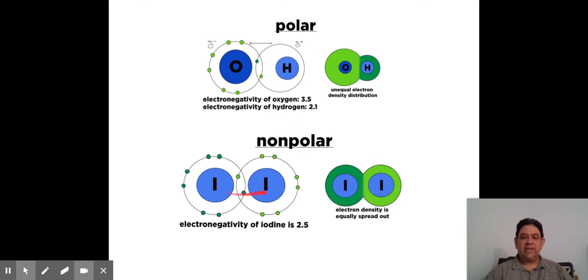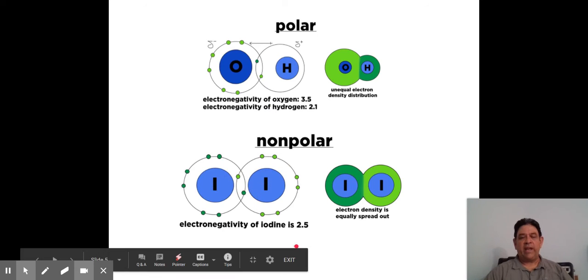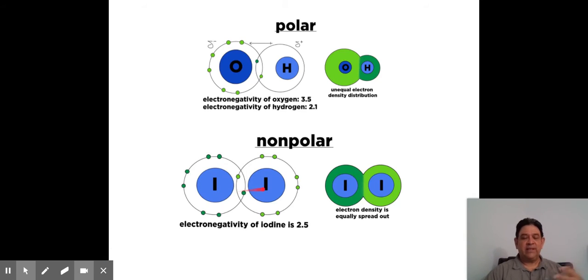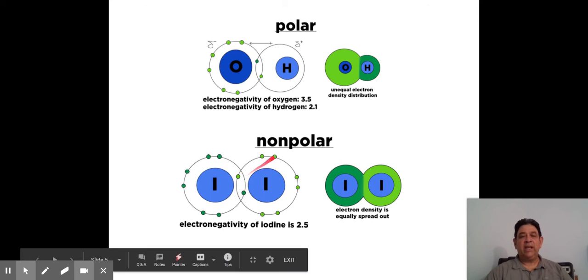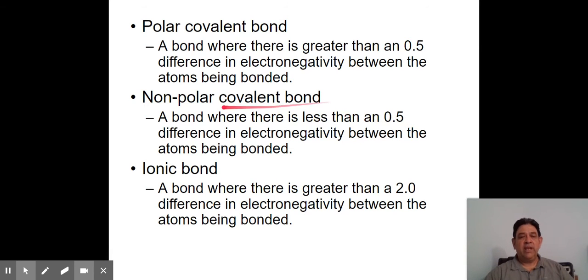When two atoms have the same or very similar electronegativities, there isn't a big difference in the ability to pull. They both pull equally, and the electrons are shared equally. That would make it a non-polar bond. Okay, so that's what brings us back to here. We have the non-polar covalent bond, where there is less than 0.5 difference in electronegativity.